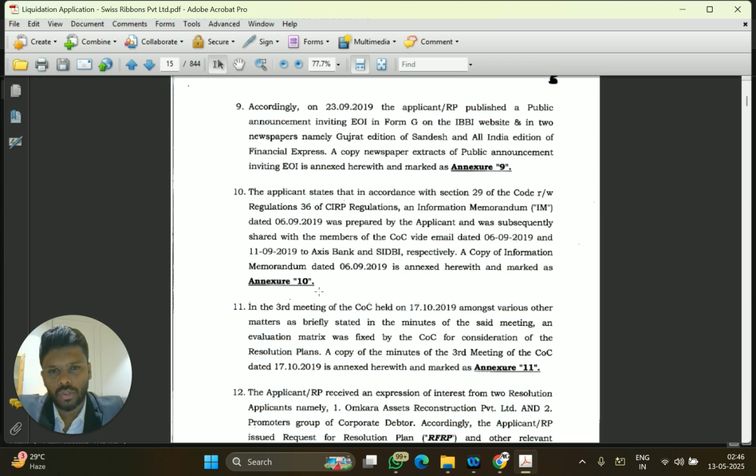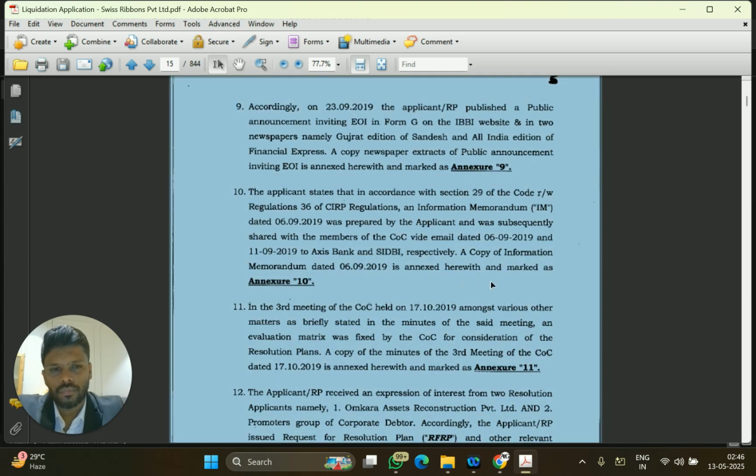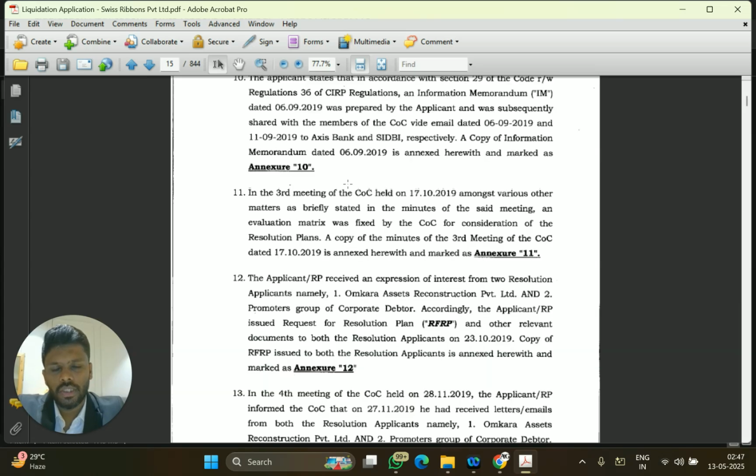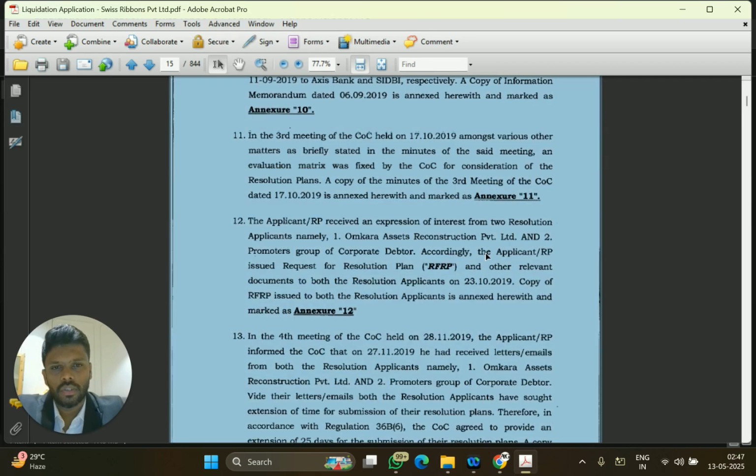Information memorandum is also required to be annexed with the liquidation application. Then in the third COC meeting, evaluation metrics was discussed. Evaluation metrics are the parameters on the basis of which those resolution plans will be judged or assessed by the COC.